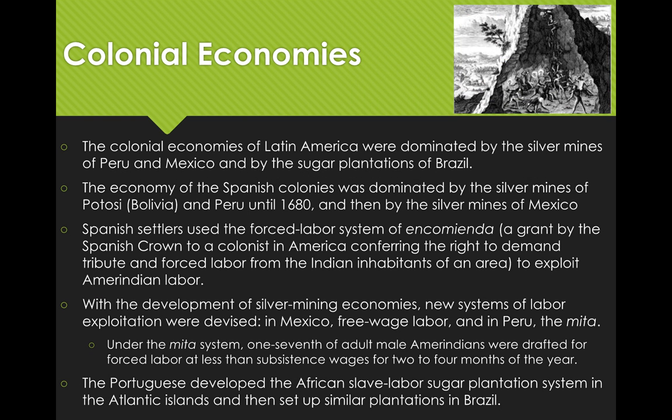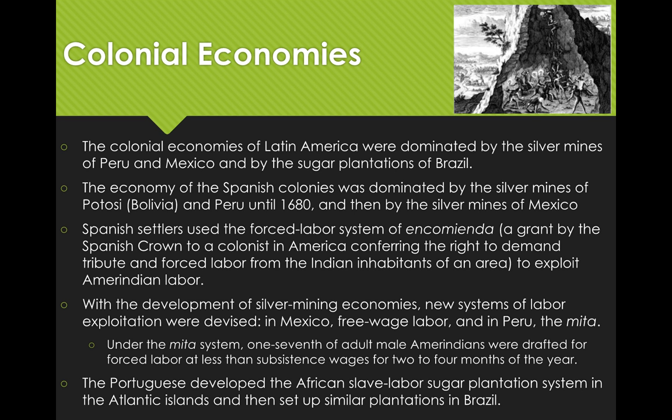Colonial economies. Let's talk about that for a minute. The economies of Latin America were dominated by the silver mines of Peru and Mexico, and by the sugar plantations of Brazil. The silver mine of Potosi, which is in modern day Bolivia, will come later. And this led, as you can imagine, to quite the dependence on mineral and agricultural exports.